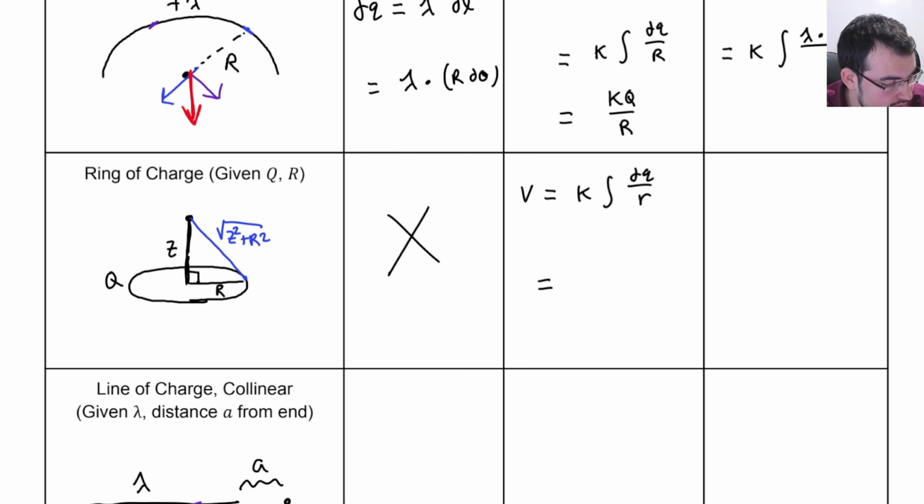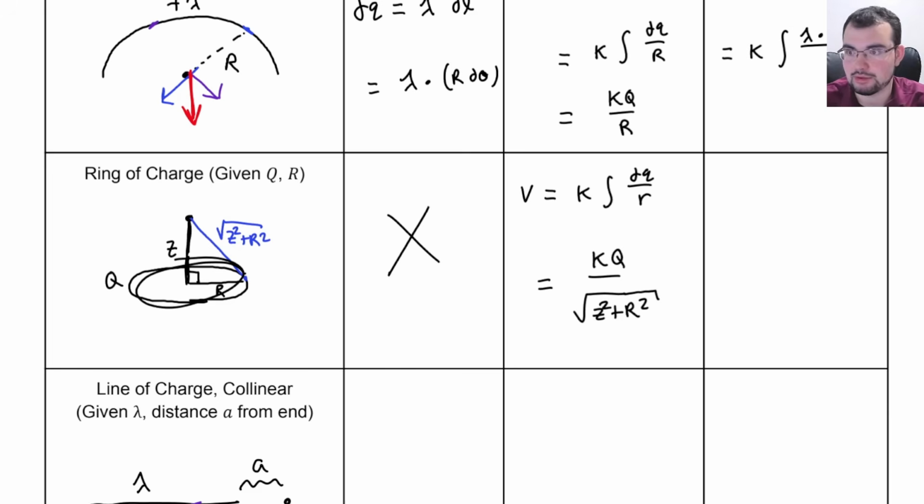And this just ends up being equal to kq over the square root of z squared plus r squared. Because it looks like a point charge, because all the charge is this blue radius away. If you sweep this radius all the way around the ring, the distance does not change, so it's just kq over r.